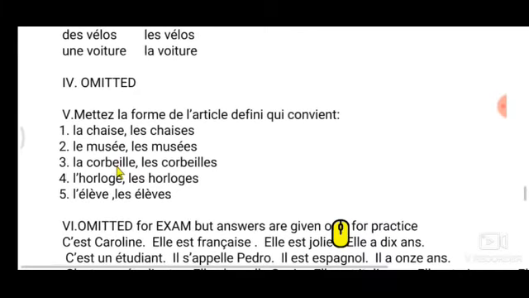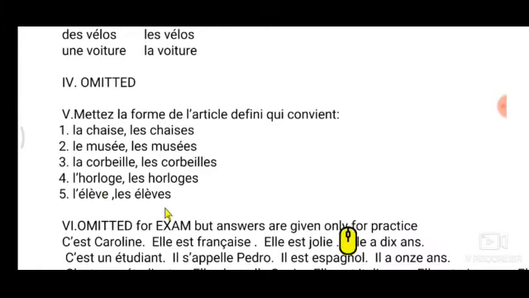La corbeille, les corbeilles. Here the first one is l'article défini, masculine or feminine, and this side fully it is plural. Same word, two things. L'horloge, les horloges.